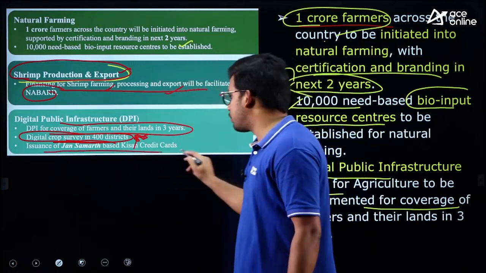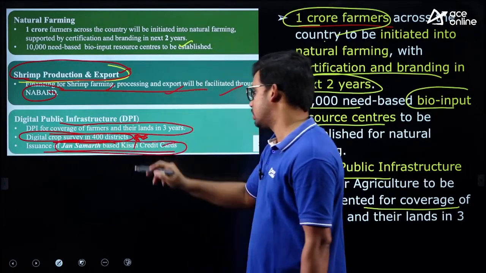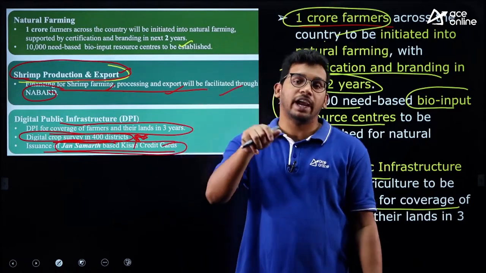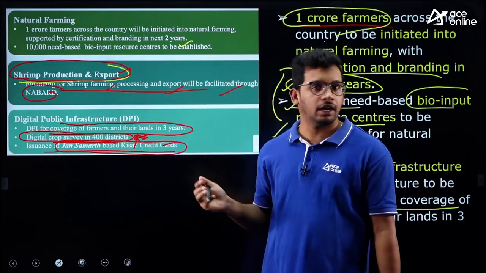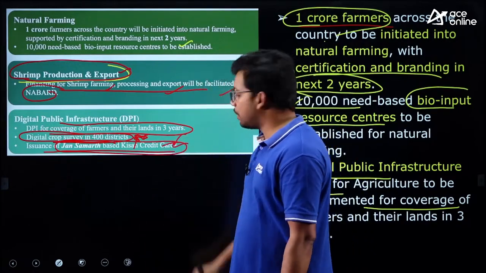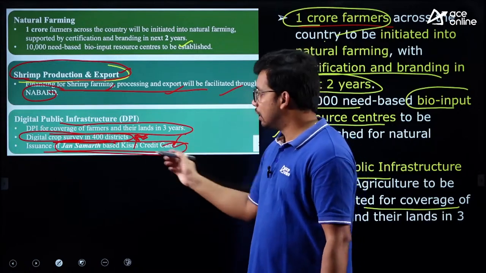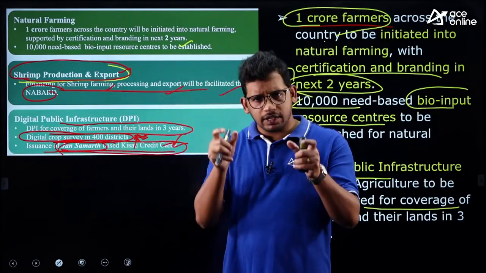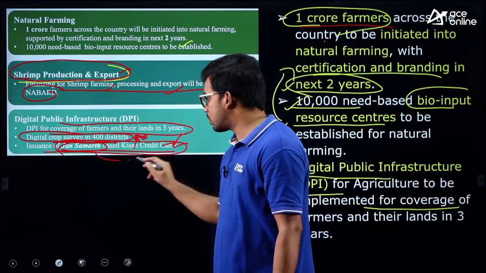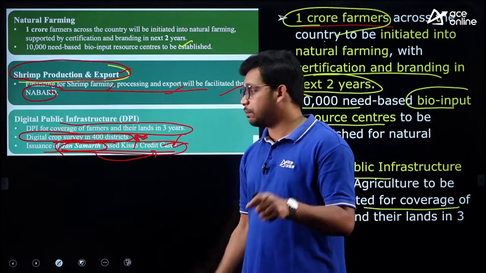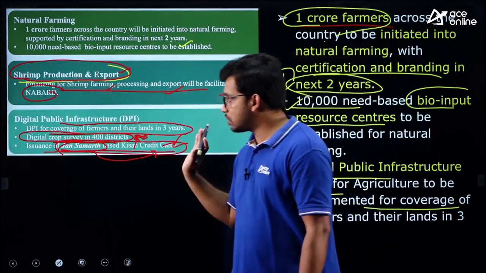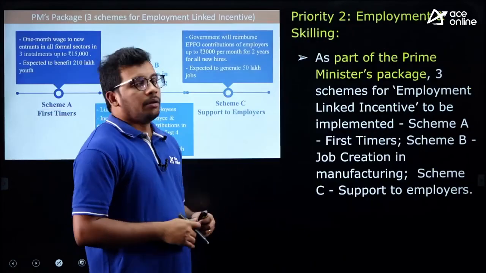Next one, issuance of Jan Samarth based Kisan credit cards. Kisan credit cards are cards from which farmers can directly take money. It's like ATM cards. They can go to the ATM and take the money. Whatever the government is giving them as loans and all will be credited in this account, and then they can debit it. Jan Samarth is a government portal where all the government schemes are mentioned in a single place. So through this portal, Kisan credit cards will be provided and the funds can be directly taken by the farmers and used for cultivation, right? So this is about agriculture, priority area 1.